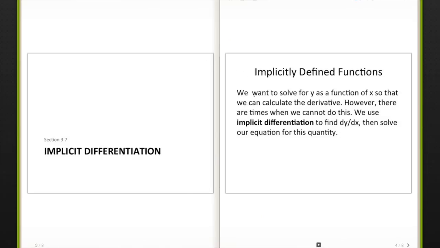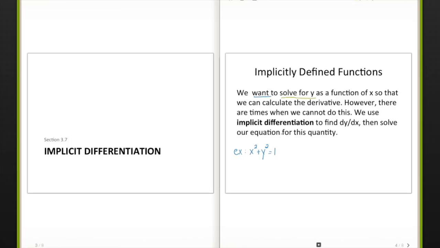This week, our topic is implicit differentiation. In calculus, we will want to solve for y as a function of x so that we can calculate the derivative. However, there are going to be types of equations that do not allow us to do this. When we stumble across these types of equations, we use implicit differentiation to find dy dx, then solve our equation for this quantity.